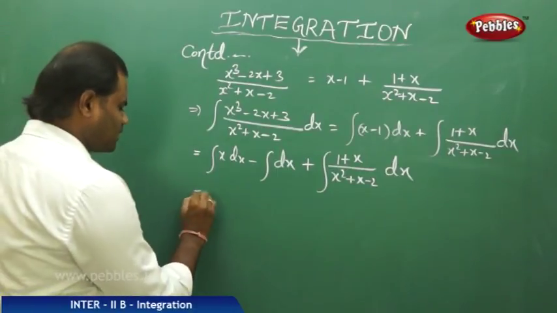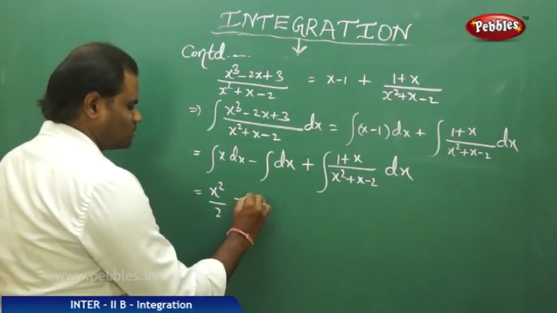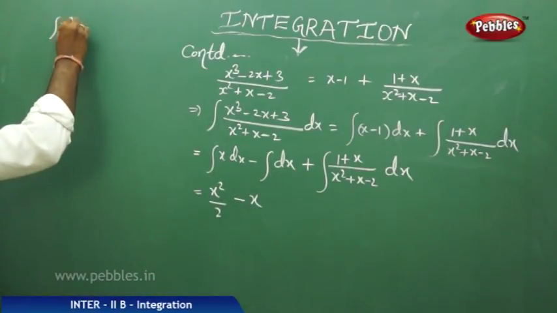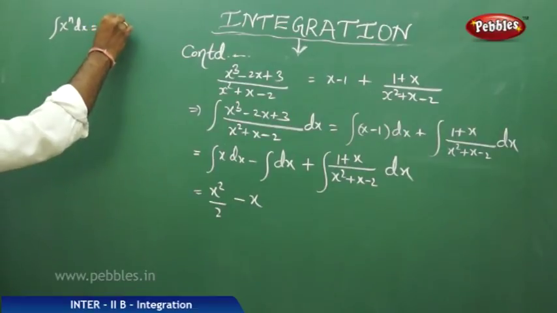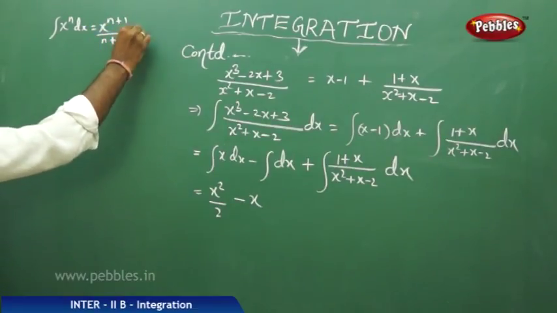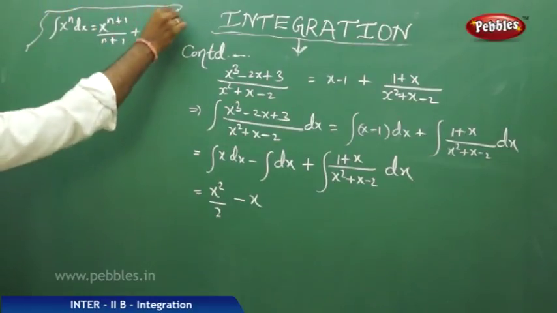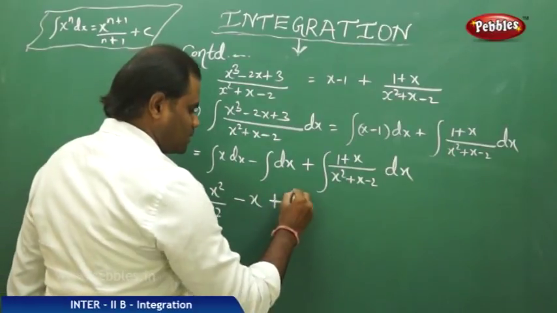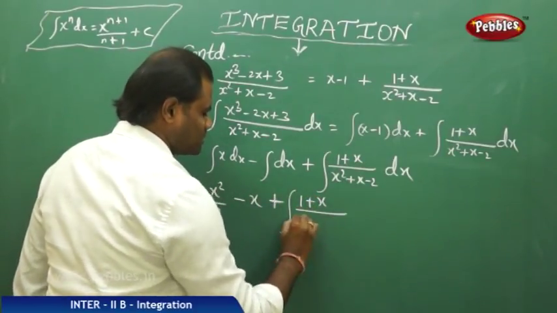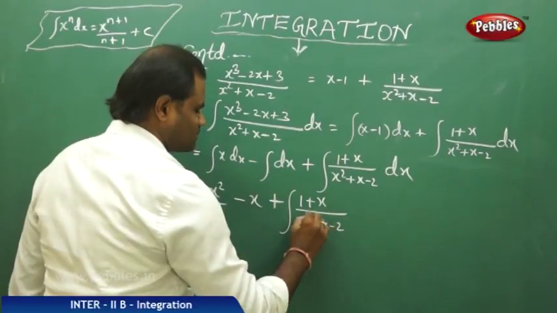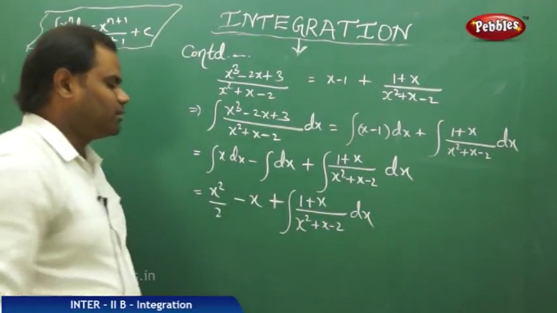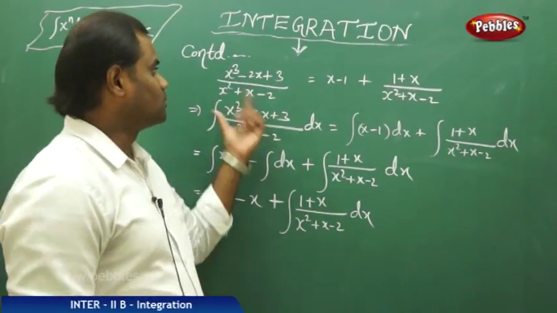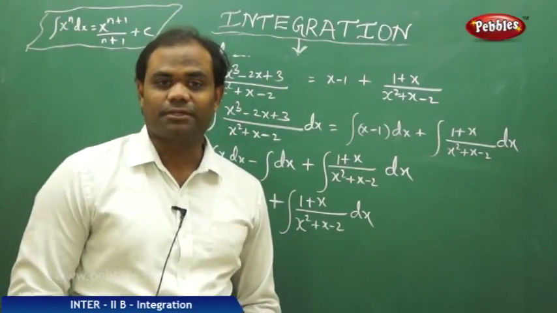And this is nothing but x square by 2 minus x, because the integral of x dx uses the formula x power n plus 1 by n plus 1, and we know that the integral dx is x, plus the integral of this. Now how do we evaluate the integral of this is the biggest question out here, which is connected with the topic itself, which is the partial fraction method.